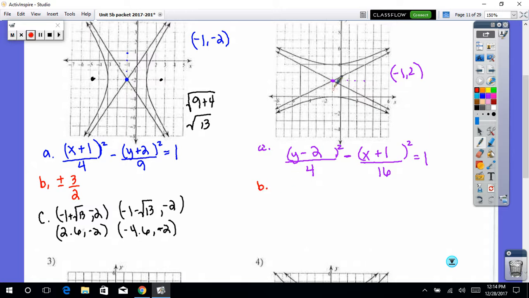Our slopes, again, rise over run. So rise is going to be our y. So plus or minus 2 over the square root of 16, which is 4, which of course is plus or minus 1/2. Yes, it is important that you simplify that.